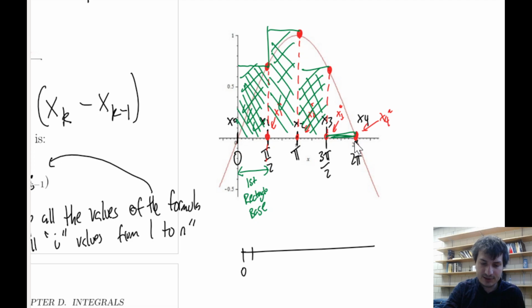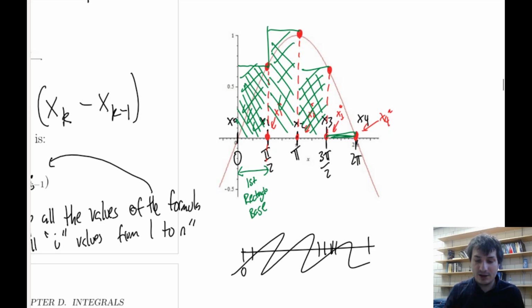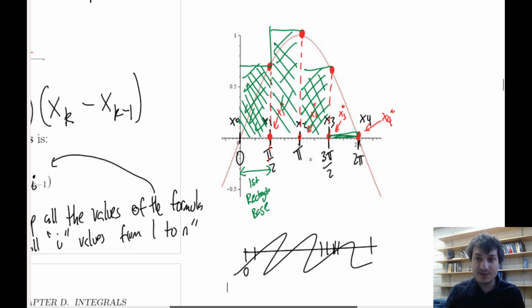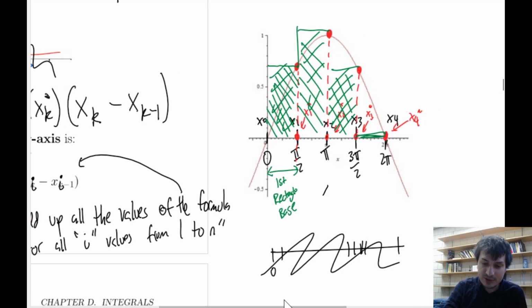You could do something like this. I don't know, you have lots of little pieces there, and then you have a big piece like that. But the uniform Riemann sum says make them all equal, and the spacing between them is delta x. In this case, delta x is pi by 2.